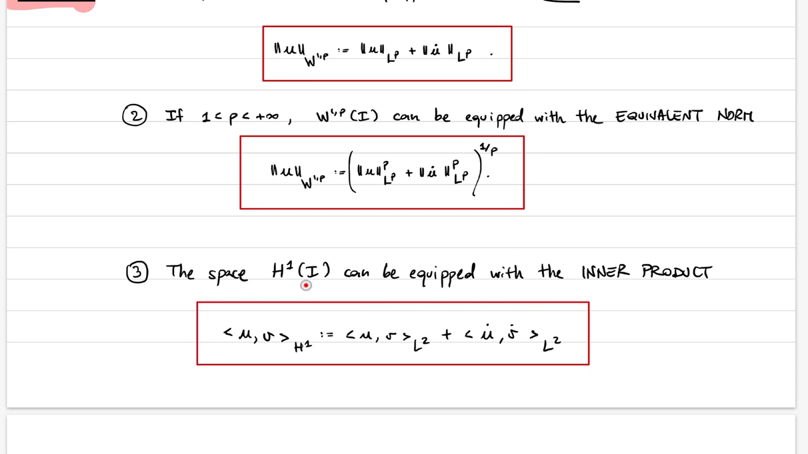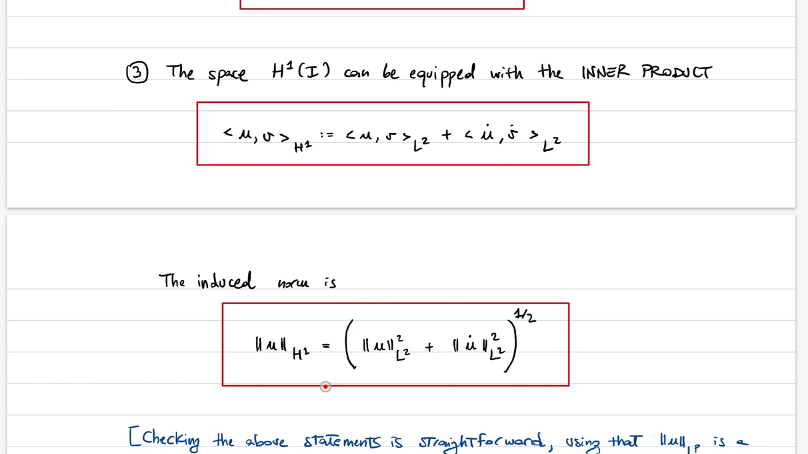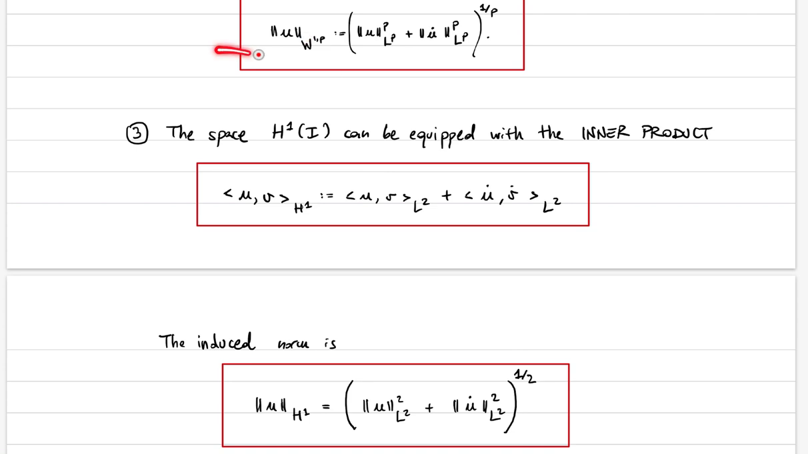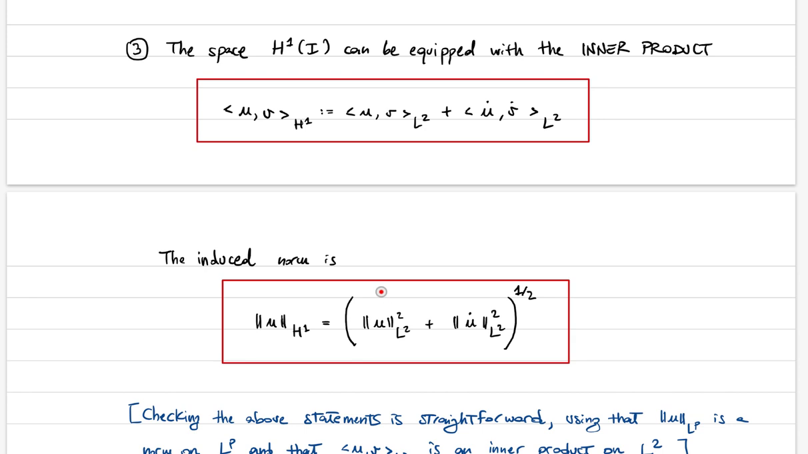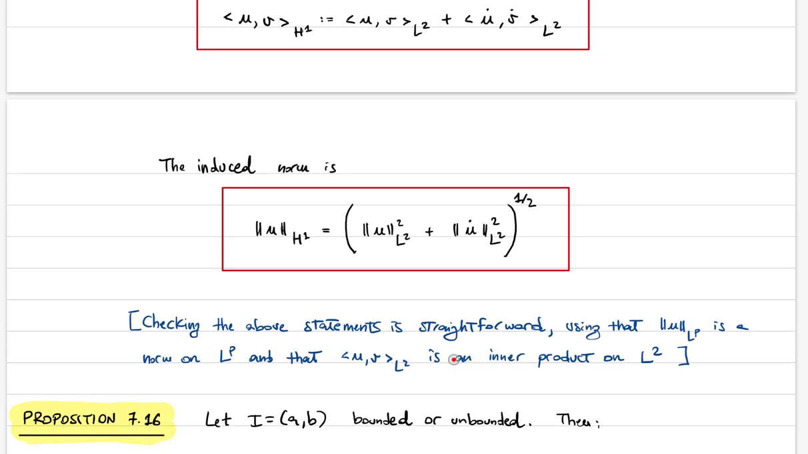Third notation, the space H1 obviously is, as I was saying, anticipating, this will be a Hilbert space. So this can be equipped with the inner product. The inner product of U and W in H1 is just the inner product of U and W in L2 plus the inner product of U dot and W dot in L2. So we're just leveraging the Hilbert structure of L2 to define a Hilbert structure on the space H1. And the norm induced by this product is just this norm here, for P equals 2. So the H1 norm is the square root of the L2 norm of U squared plus the L2 norm of U dot squared. And here I'm just saying that checking the above statements is straightforward.